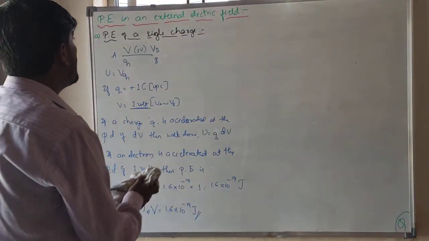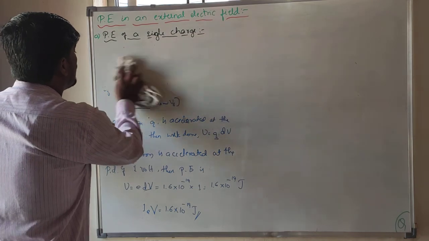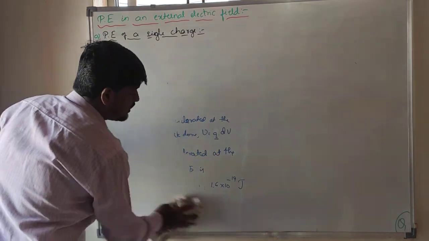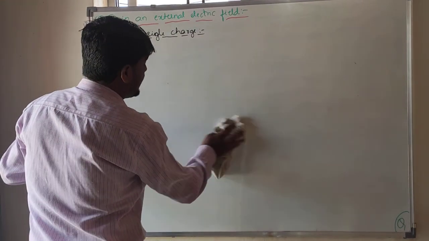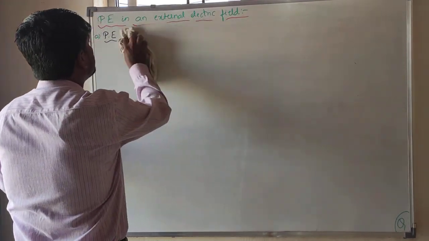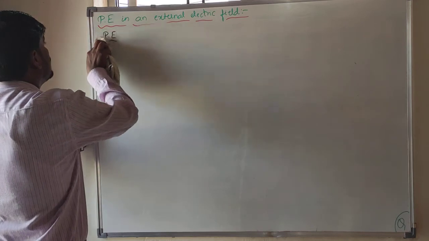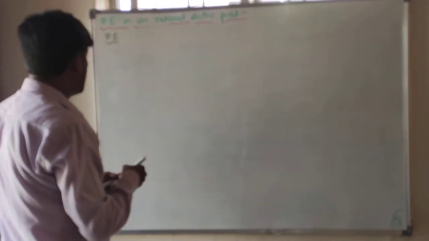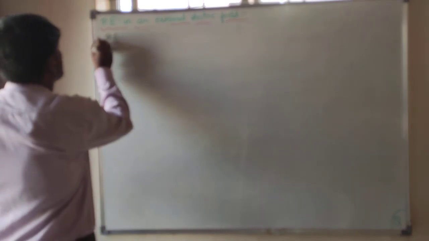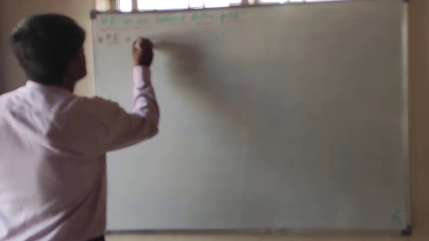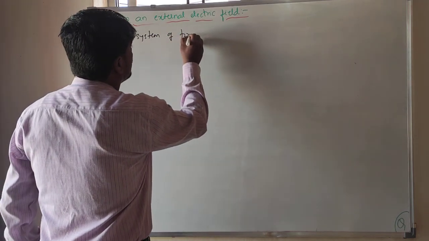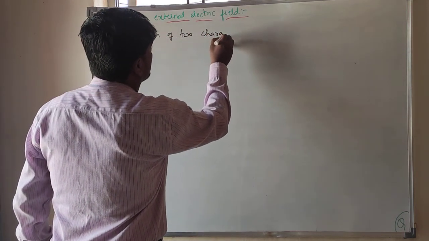Afterwards, let us go to one more system called the system of two charges. What I have to write here is very, very important. Now this is case B, potential energy of a system of two charges.